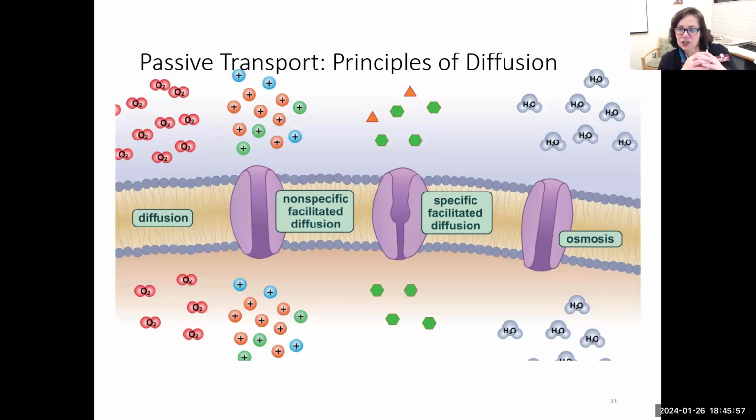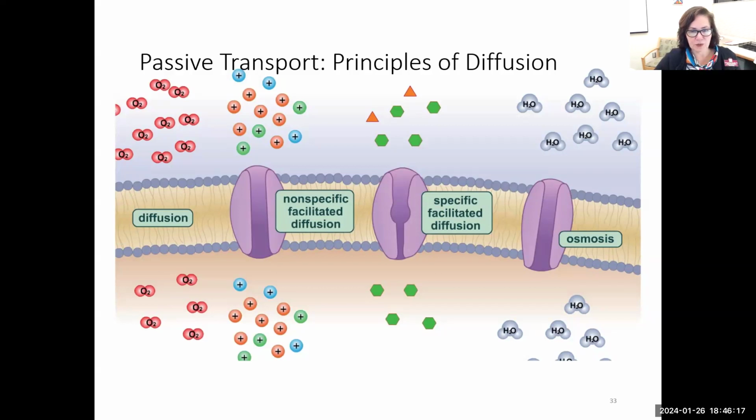And here's oxygen, O2. Oxygens are sharing electrons with each other. There's no charge. They share the electrons perfectly, so there's no net positive or negative charge. So these can pass right on through. This is also true for carbon dioxide.